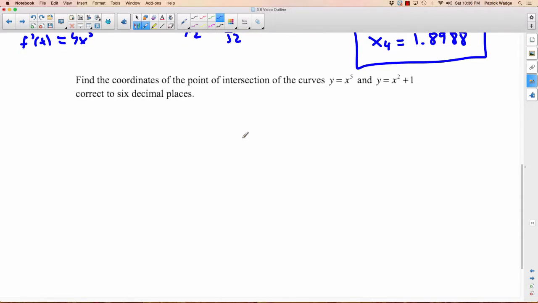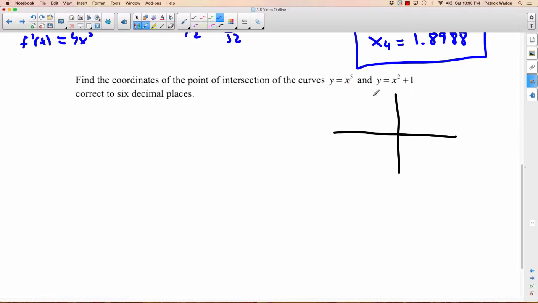Okay, find the coordinates of the point of intersection of these two curves, correct to 6 decimal places. So sadly, the first thing you're going to have to do is give a very simple sketch. Otherwise, we're going to have no clue where it could possibly be. So x to the fifth. Let's graph that really fast.